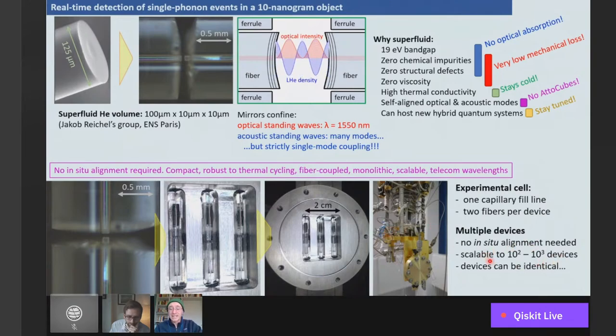If we wanted to, we could definitely put 100 or 1,000 of these devices in a conventional dilution refrigerator. And as I'll mention at the very end of my talk, we think we have a way for making this many devices indistinguishable at the quantum level and really using them as an interesting kind of network for distributing entanglement and the like. But for now, I'm just going to focus on one device.